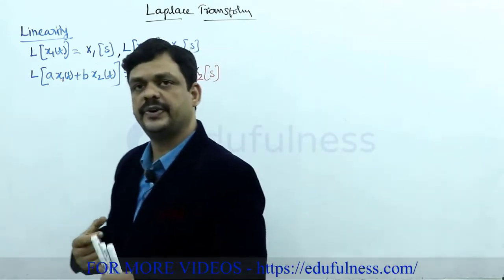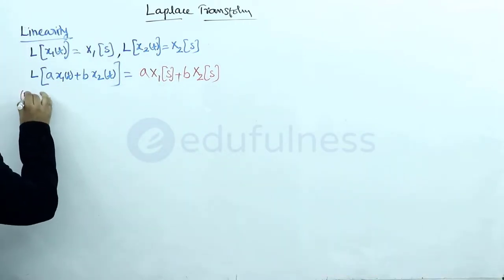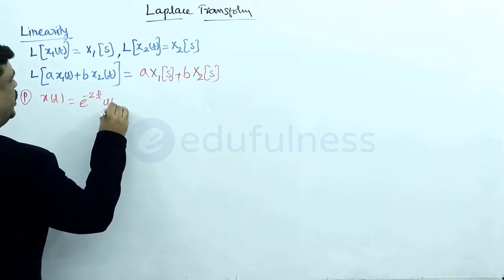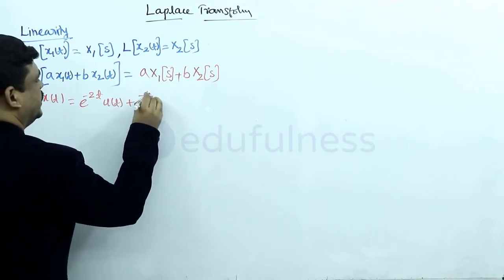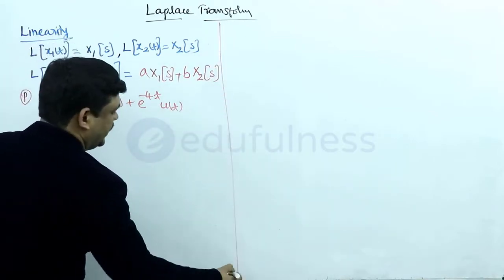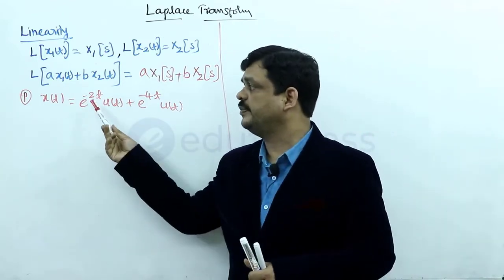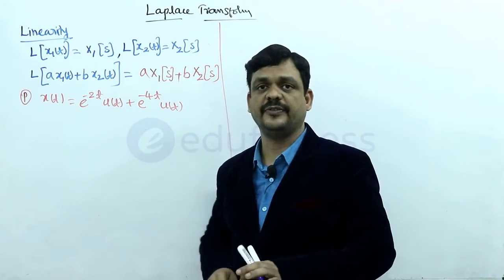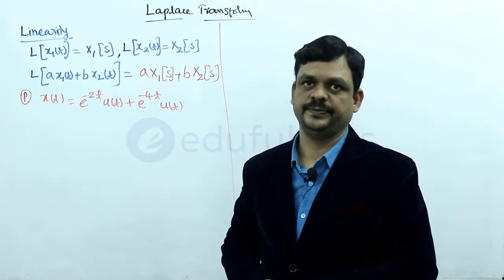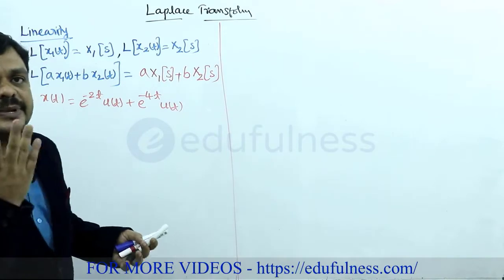For easy understanding, now I am taking one simple example. One simple problem is given like this: x of t is e to the power of minus 2t into u of t plus e to the power of minus 4t into u of t. One signal is defined as the summation of two individual signals: e to the power of minus 2t and e to the power of minus 4t, and both functions are multiplied with u of t, the unit step function. That means the time limits are from 0 to infinity only. Now I want to find the Laplace transform of this.